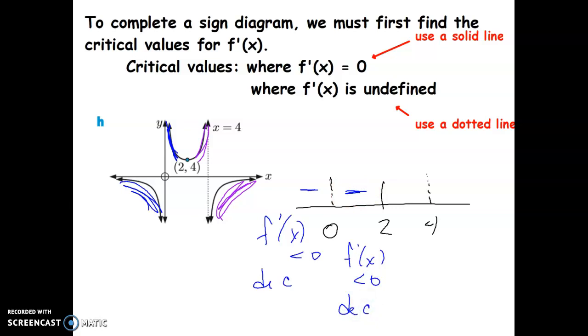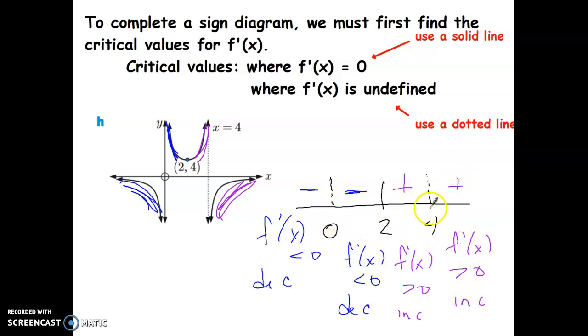In between 2 and 4, I switch. In between 2 and 4 now, I'm going in an upwards direction. So the value of my derivative must be greater than 0. It must be positive because the function is increasing. And after 4, it's still increasing. So the derivative of my function must still be positive because my function is still increasing.